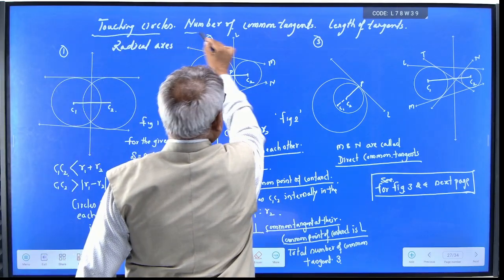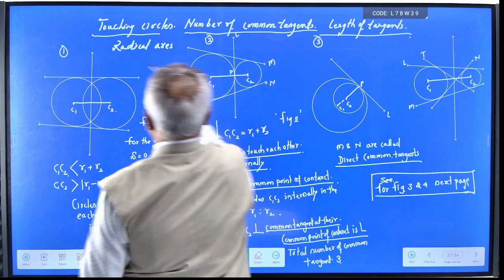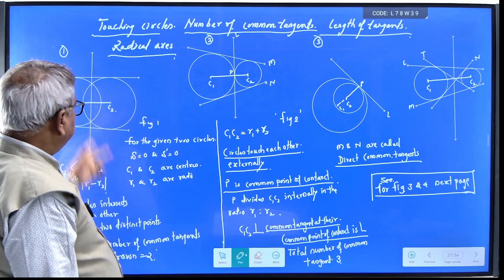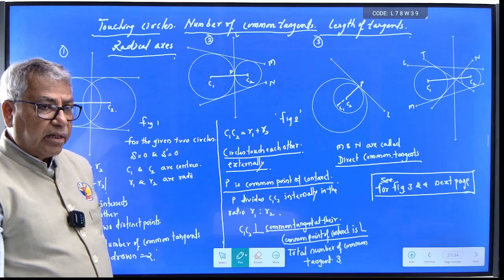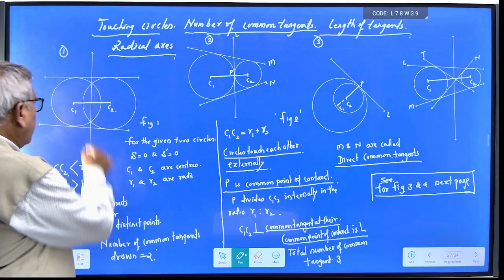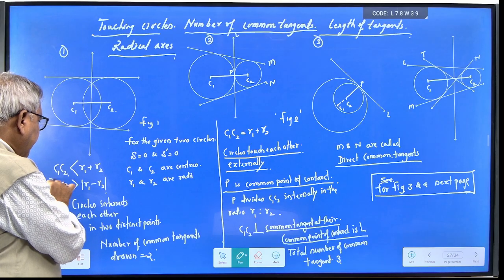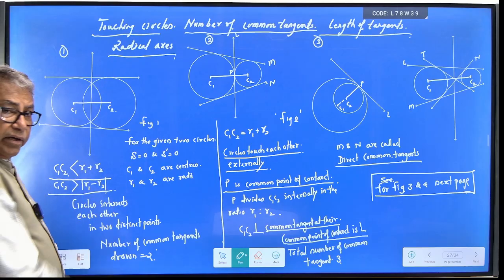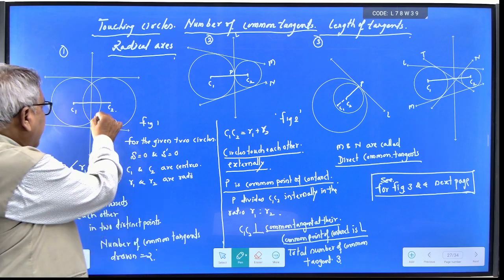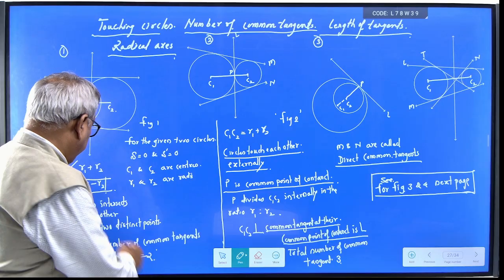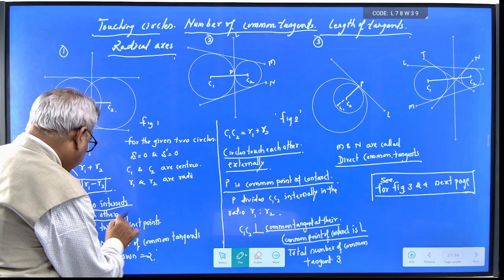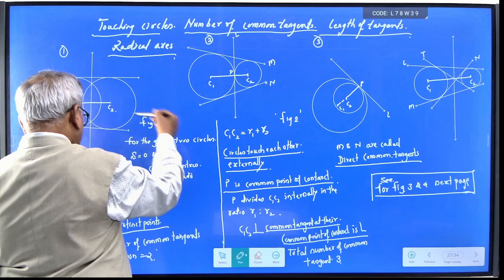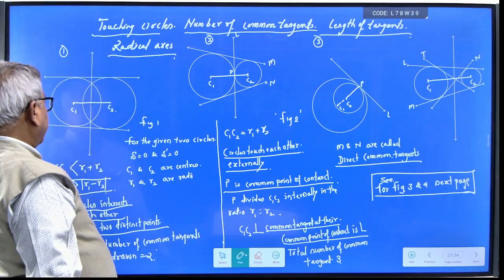Now touching circles, number of common tangents, length of tangents, and radical axis. Right, this is a formation. Here you see that these are two intersecting circles. How can you find intersecting circles? What will be the condition for that? C1C2 is less than R1 plus R2, and C1C2 is greater than the modulus of R1 minus R2. The circles intersect each other in 2 distinct points. Number of common tangents drawn is equal to 2.